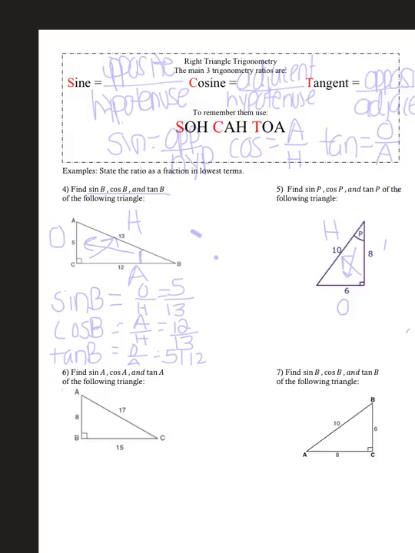That's my H. And then A is going to be 8. So same thing, it's the sine of P. So we know it's O over H. So 6 over 10. Okay.